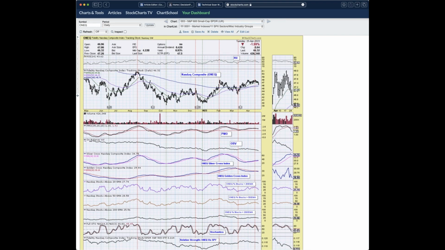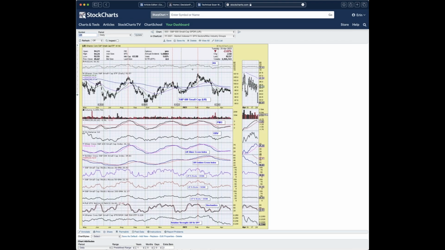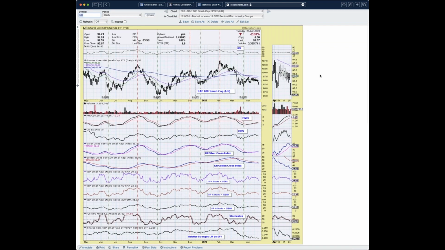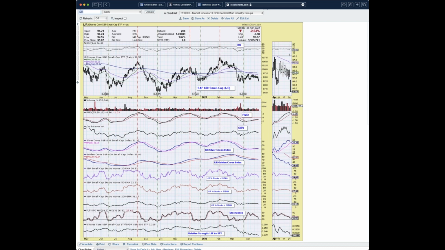Let's look at the S&P 600. On the S&P 600, well, the PMO top already had problems. The RSI has been negative forever. It's clearly looking worse than those price charts we saw for the S&P and the NASDAQ. Notice that participation is completely falling off the map here also. It was already not very strong. Silver Cross Index topped.